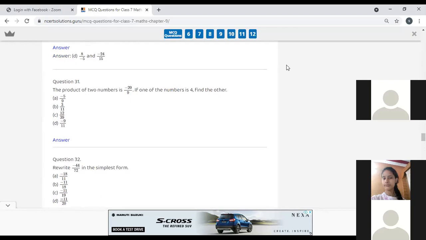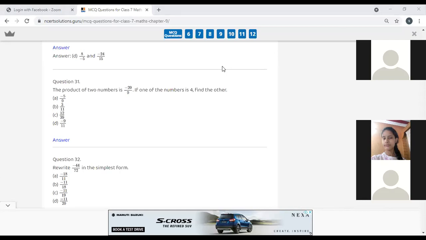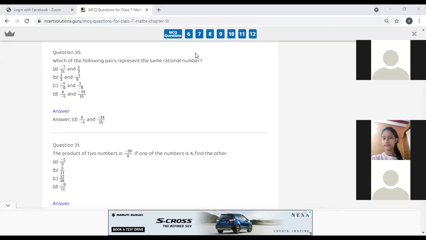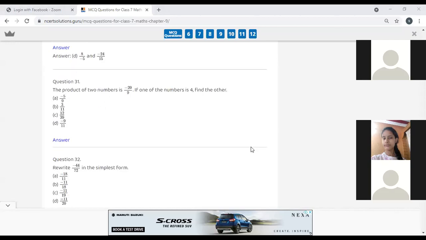Do the next question. Yes, Aryan, Angel, Himalay, Aryan, Anmol. Answer the next question. The product of two numbers is given, one number is given, find the other number. Excuse me, ma'am, the answer says D option. Which question, beta? Ma'am, 30th question. Yes, answer is D, because in the first part you have negative and this is positive. So D option is okay.